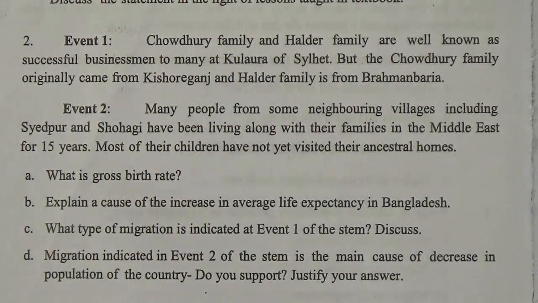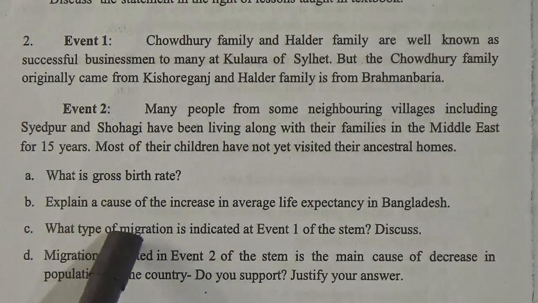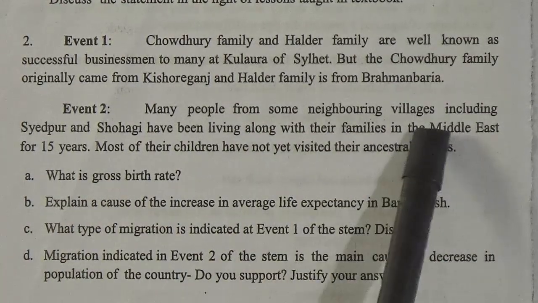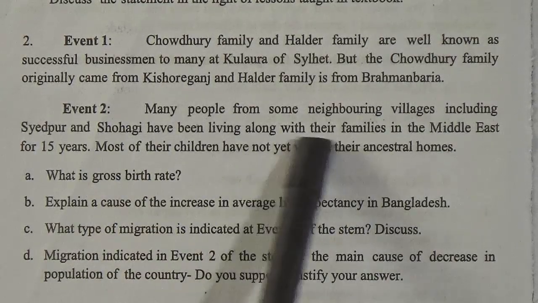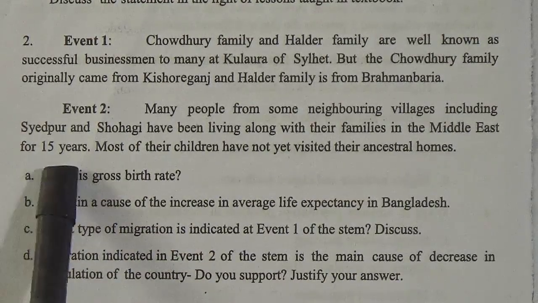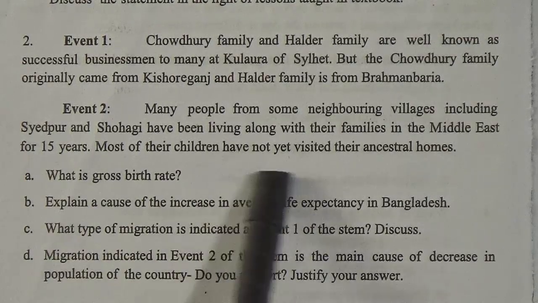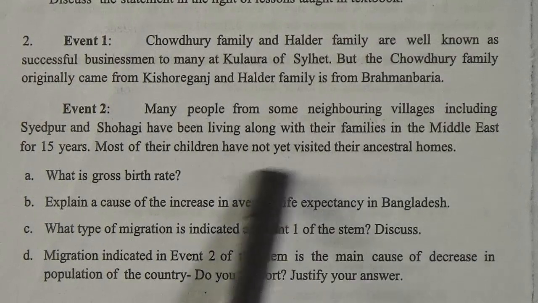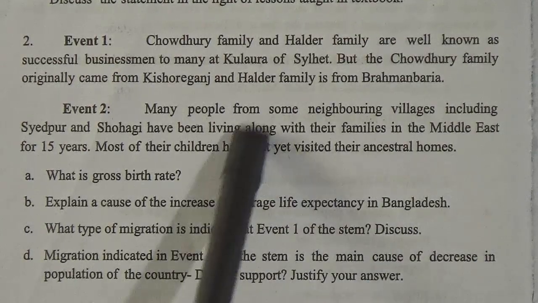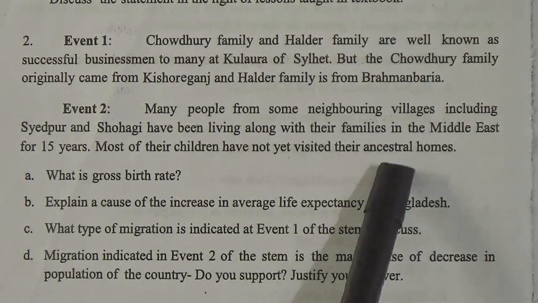And now event number 2. Many people from some neighboring villages including Soitpur and Shuagaji have been living along with their families in the Middle East for 15 years. Most of the children have not visited their ancestral homes. So actually they did not visit their own homes, or ancestral homes.